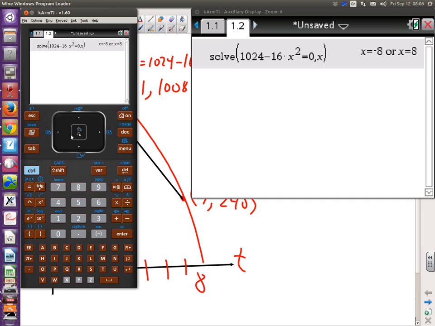There you go. All right, so I wanted, what was it? Quantity. 1024 minus what? 240? 1008. I keep on thinking it's 1024. Yeah, 1008.